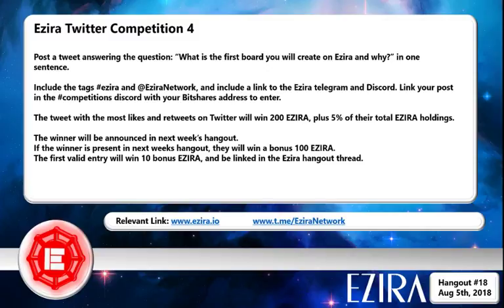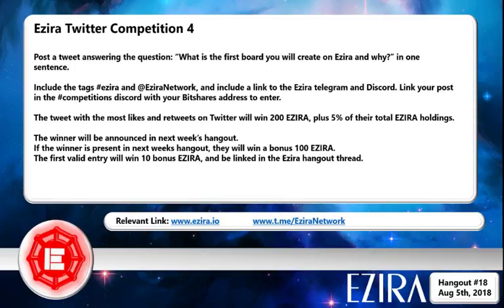So Twitter competition number 4 is post a tweet answering the question, what is the first board you will create on Ezira and why? In one sentence. So on Ezira, boards are spelled using the caret name, the greater than symbol, like the sideways arrow first, and then their name is in capital case.